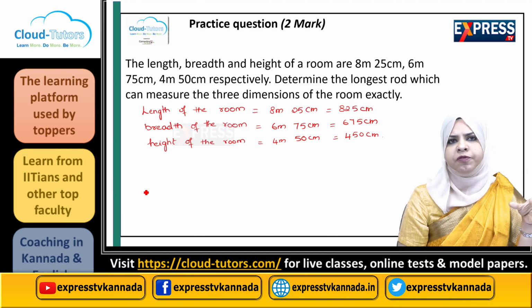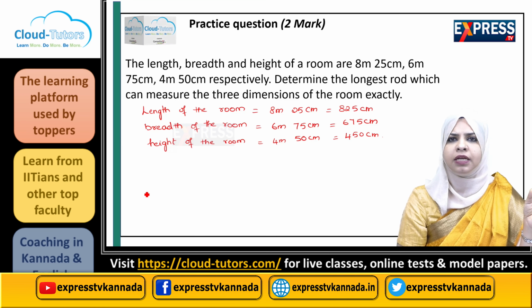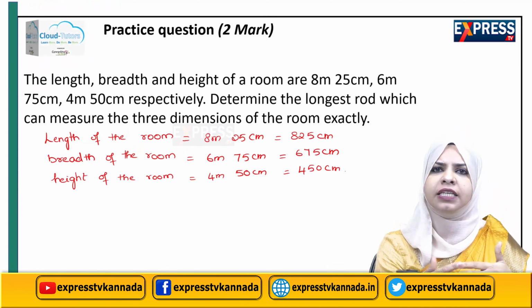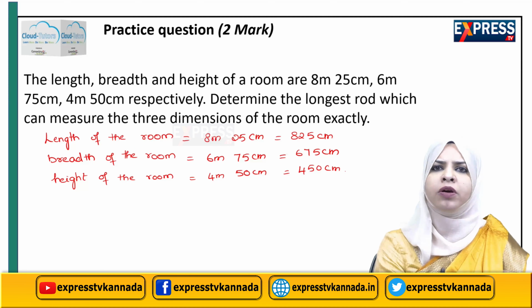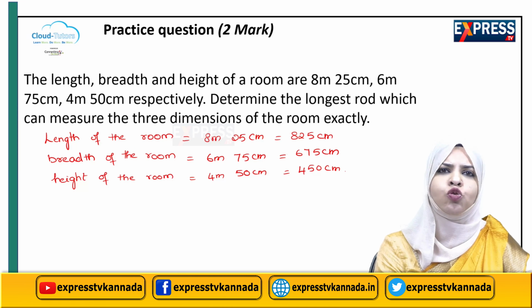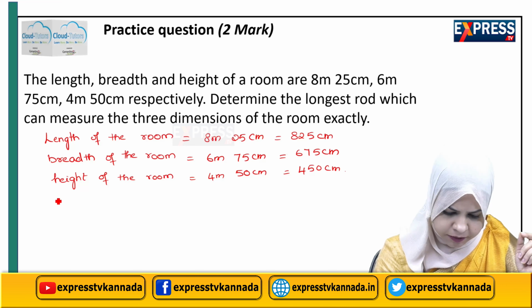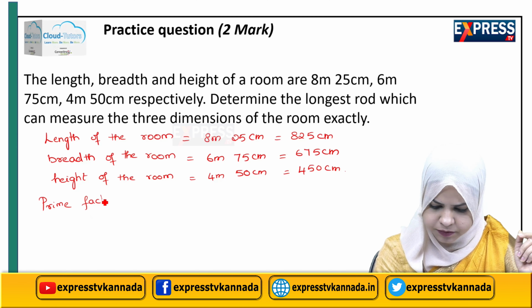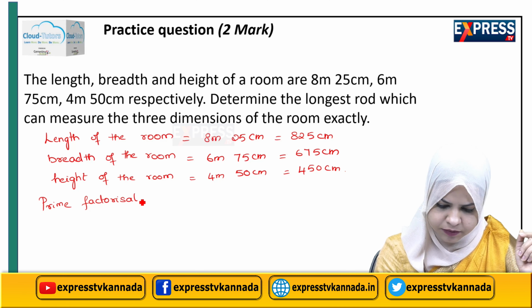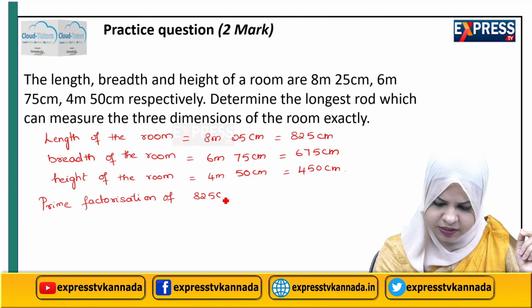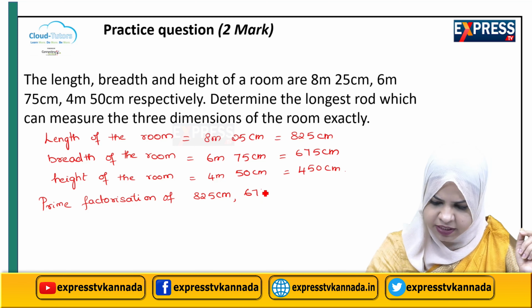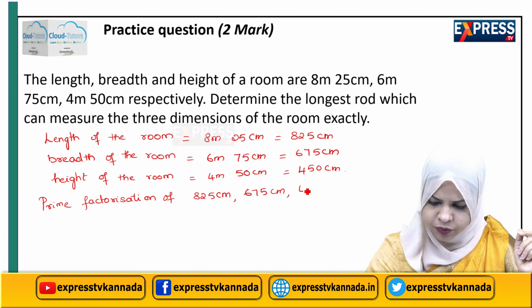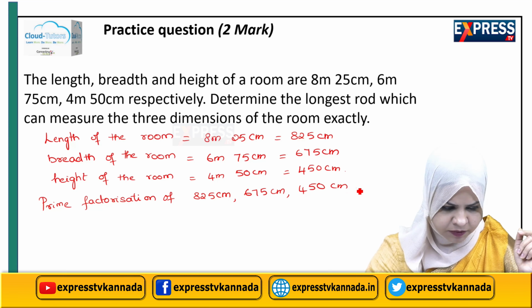Now we have to find the prime factorization of all these numbers. Why? Because we need to find the HCF. Only when I find the HCF will I know what should be the length of the rod that would measure this room exactly. So, prime factorization of 825 centimeters, 675 centimeters and 450 centimeters is as follows.